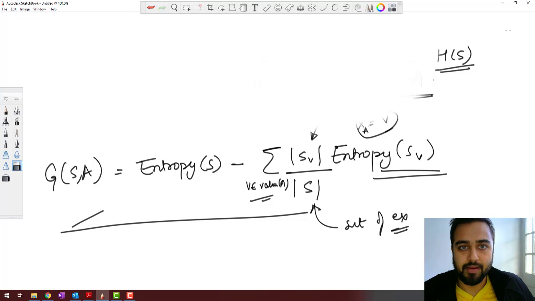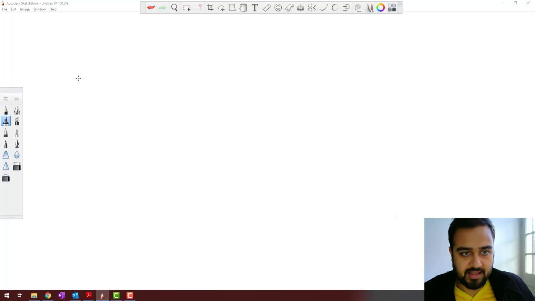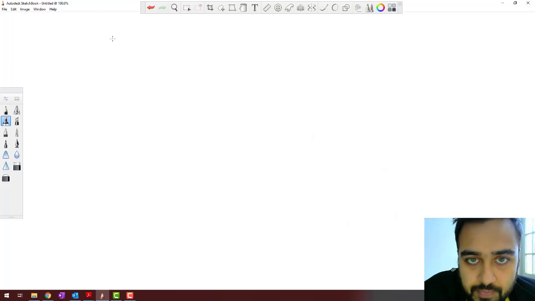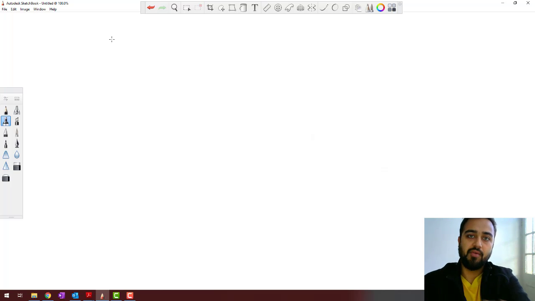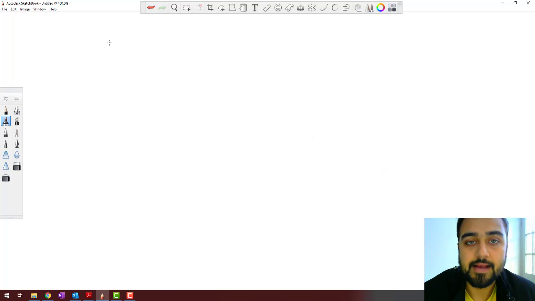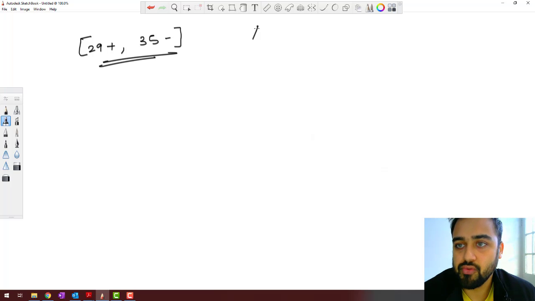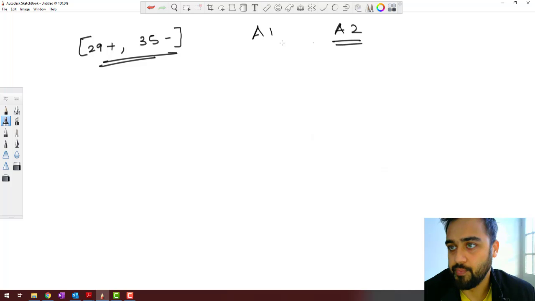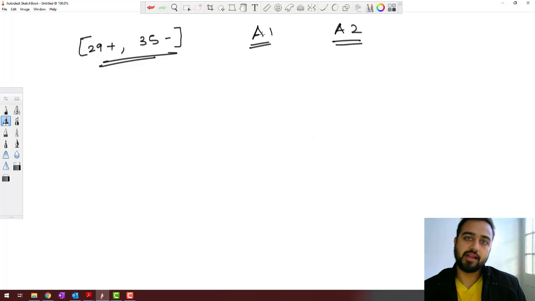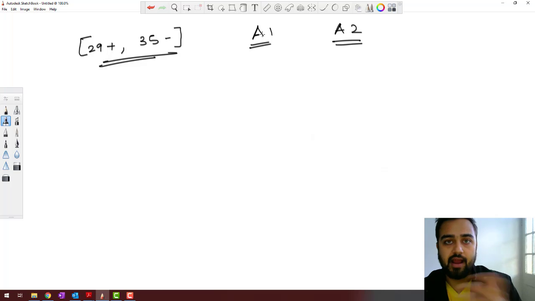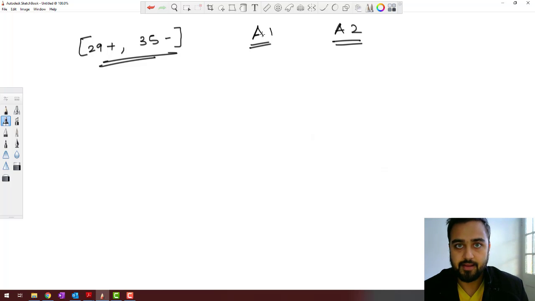In order to do that, let's take this example, which was given in the slides. Let's say you have two attributes, A1 and A2, and a data set made up of 29 positive samples and 35 negative samples. When you split on A1, you get one decision tree, and when you split on A2, you get a different decision tree. To know which attribute is better for splitting, we use the concept of information gain.